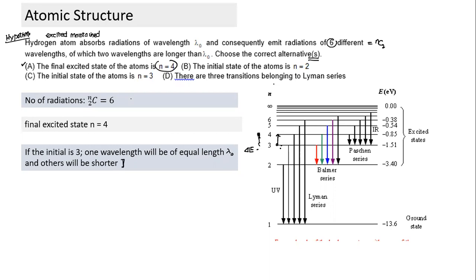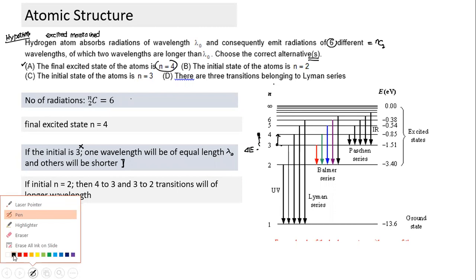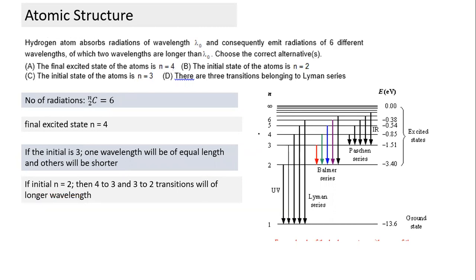So just check the energy difference here. If this was 3, it is not matching, so the initial state cannot be 3. What if the initial state was 2? If this was 2, let's understand what it means. It means the energy it has absorbed is this. This is the excitation energy it has received. So lambda naught corresponds to this energy gap here.